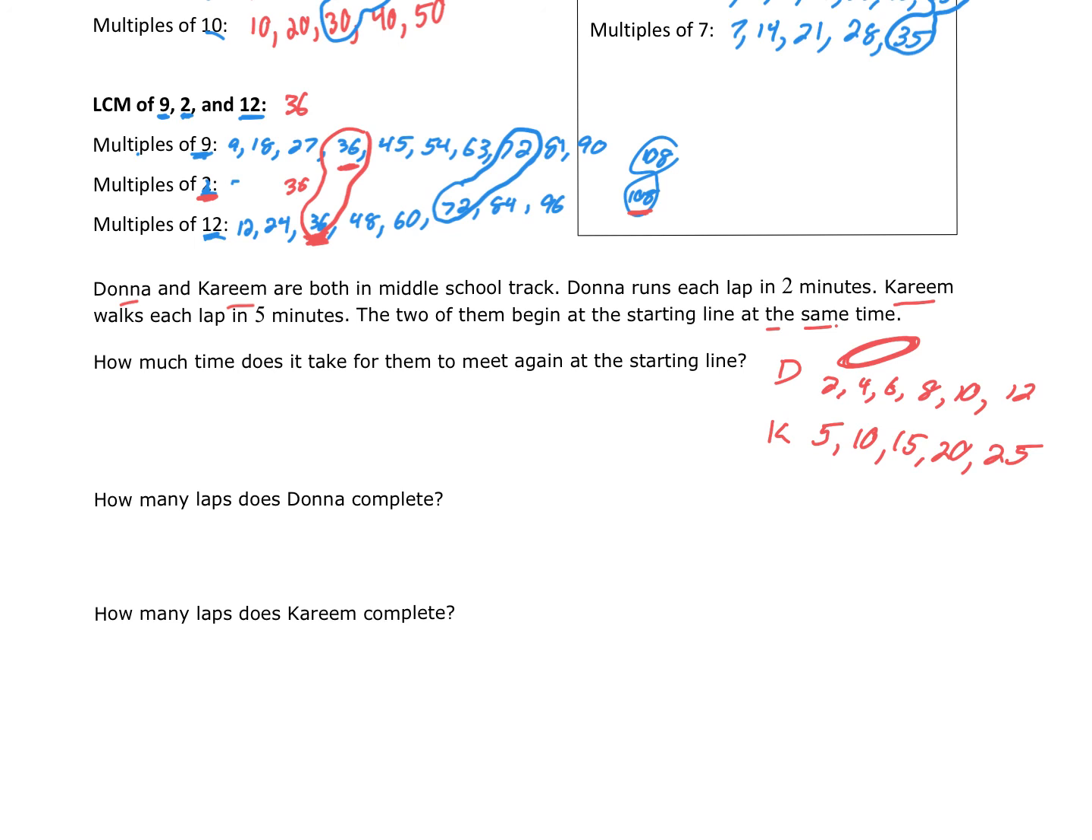How much time does it take for them to meet again at the starting line? So for them to meet again, they're going to have to be in common. There's got to be a common multiple. Do you see any common multiples on our list? You should. Here it is, 10. So how long will it take them to meet again? 10 minutes.